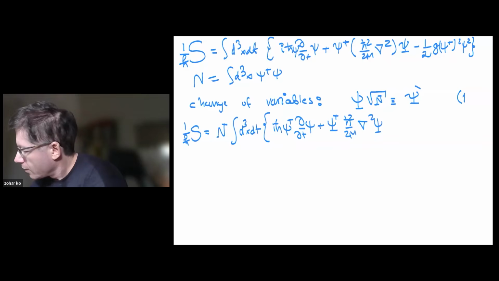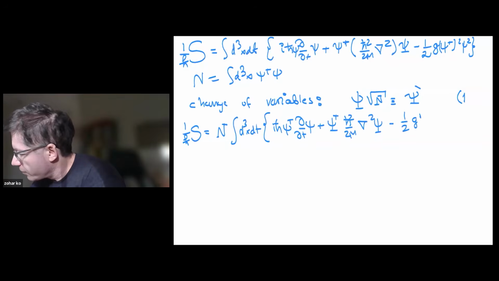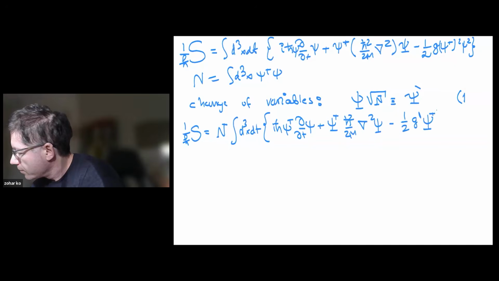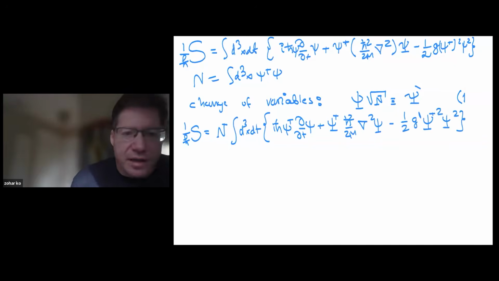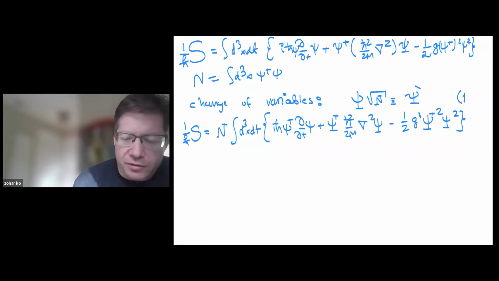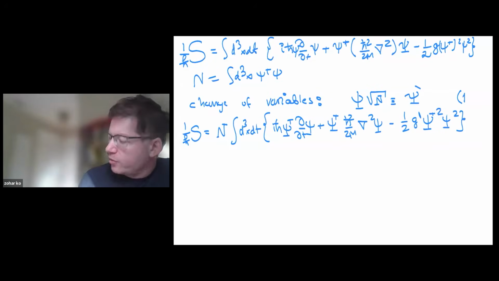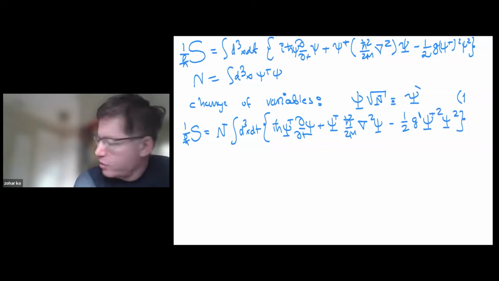Okay. And now I have some g prime. I'll explain what this g prime is and how to think about it. By the way, I'm not using psi tag anymore. I defined psi tag, but I'm not using it. It will just clutter all the equations beyond hope. I just keep using psi even though I changed the normalization.